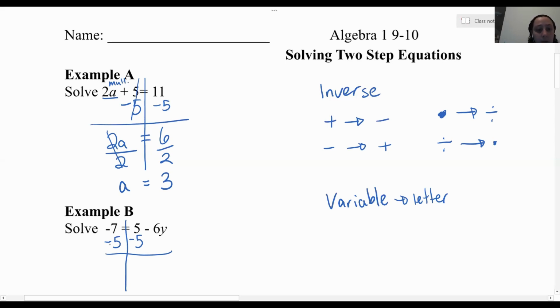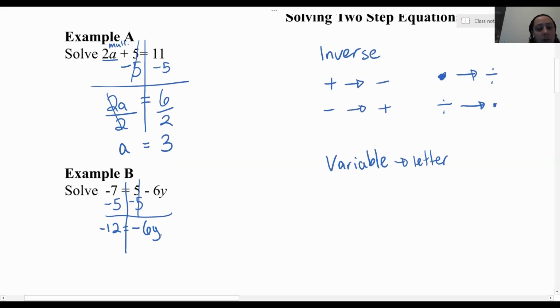Negative 7 minus 5 will be negative 12. We cancel these. 5 minus 5 is 0. And we bring down the equals negative 6y.